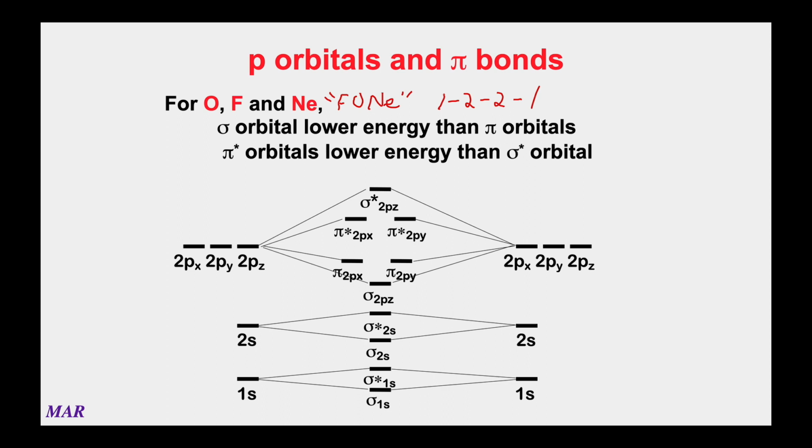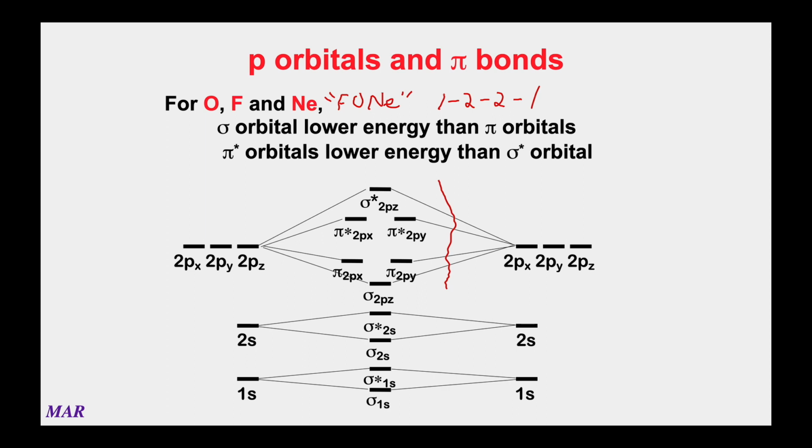1-2-2-1 diagram. So if you look at this part here to the left of the line I've drawn, the sigma 2p is now lower than the 2 pi 2p's. In the last picture, the pi's were lower than the sigma, so it was the 2 pi's followed by the 1 sigma, then the 2 pi star, and the 1 sigma star. That's why it was the 2-1-2-1. This one is a 1-2-2-1. The sigma is first, the 1 sigma, followed by the 2 pi's, then the 2 pi stars, then the 1 sigma star.